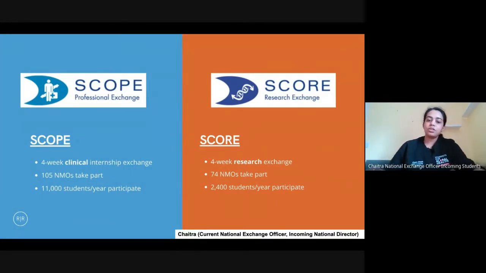We also have the research exchange, where it's an opportunity for you to do research abroad for 4 weeks. And you have your own supervisor and tutor, whichever country you end up in. Currently, there's 105 countries who are doing the clinical placement exchanges and 74 countries who are doing research exchanges. And last year, around 17,000 medical students took part in these exchanges. So it's quite big, and it's the biggest medical student exchange program in the world right now.